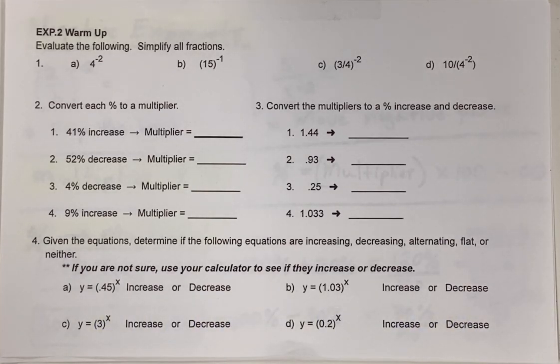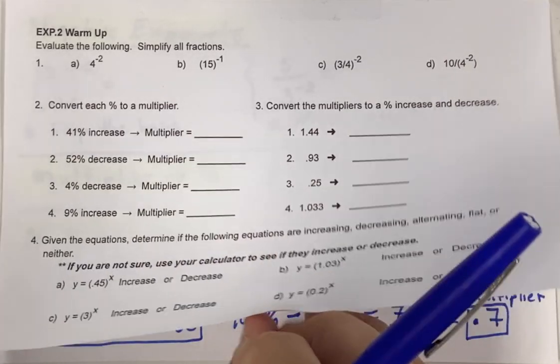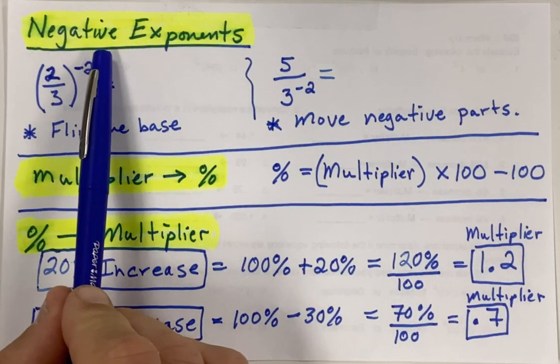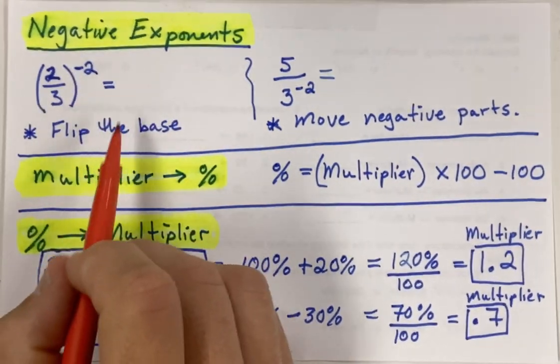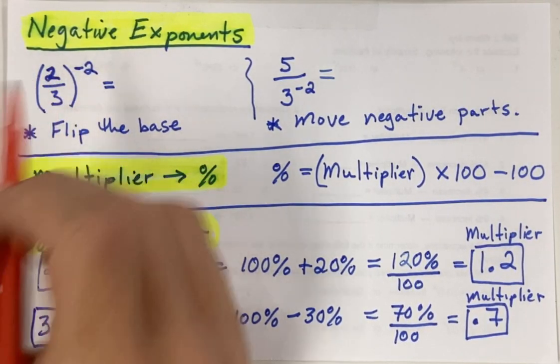So here we go. The first thing is, before you start this, I want you to flip the sheet over and take these notes on the back side. First of all, negative exponents. When you're working with a negative exponent, there are 2 things you can do with a negative exponent. That negative exponent is attached to a base. In this case, the base is a fraction.